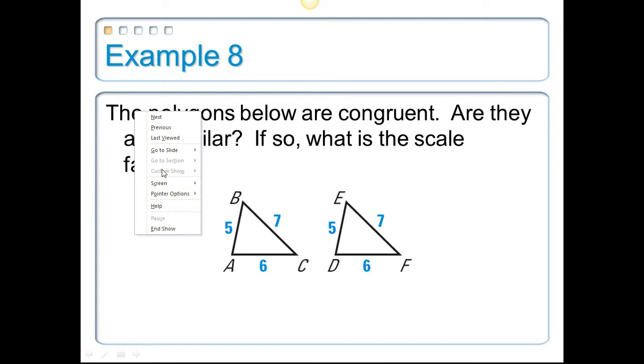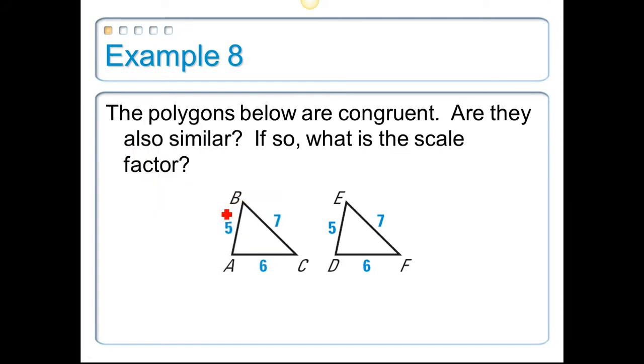We'll make the pointer a pen, and we'll make sure everything works. Good, everything works up there.